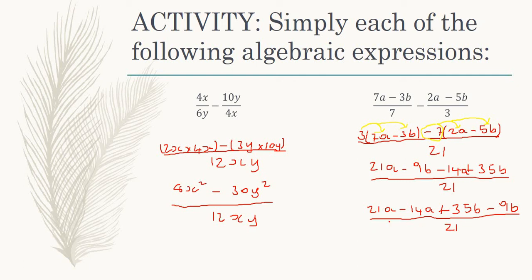And now we're going to combine the like terms. So 21a minus 14a, that's going to leave us with 7a. Then a positive 35b minus 9b, that's going to leave us with a positive 26b. And all of this should be placed over a common denominator of 21.